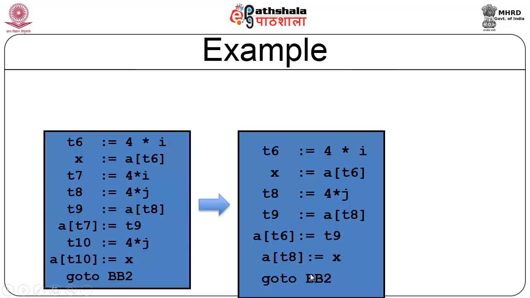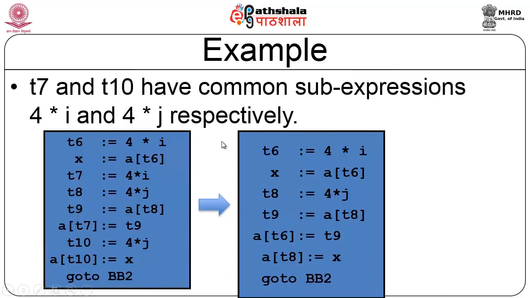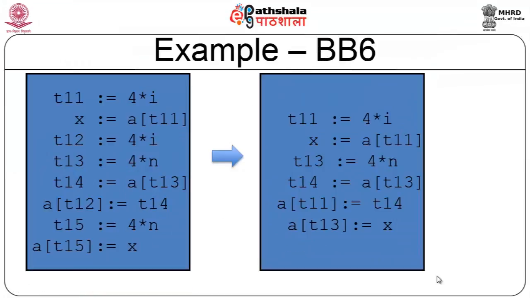Now, this is with respect to basic block B5. Similarly, for basic block B6, I have computed 4 into I here and 4 into I here, and 4 into j here. So, I can reuse this computation. Wherever we have used T12, that can be replaced with T11, and wherever we have used T15, that can be replaced with T13. So, this is one more situation. 4 into n is going to be reused.